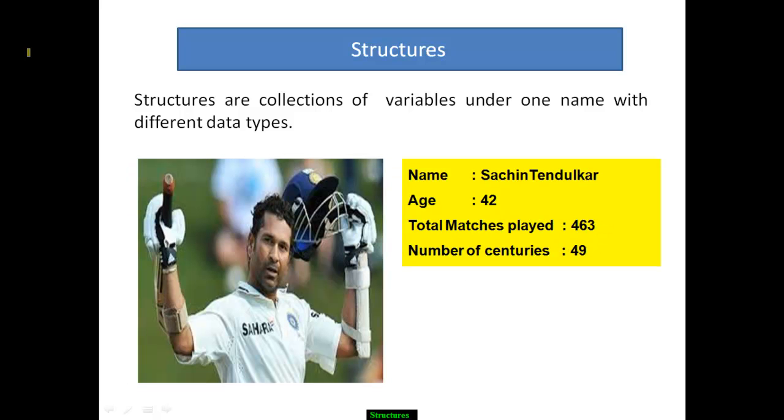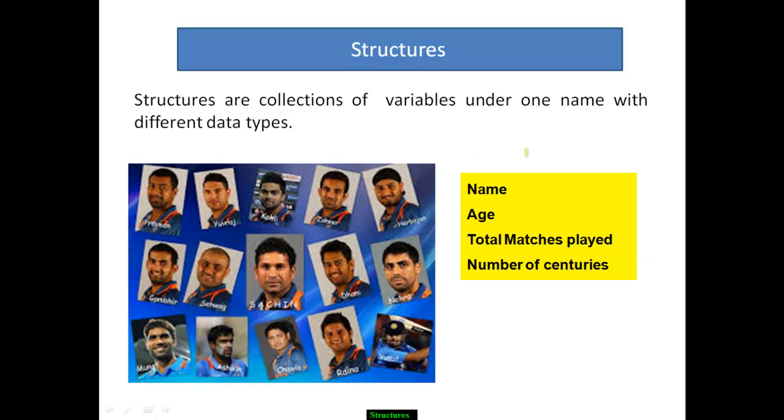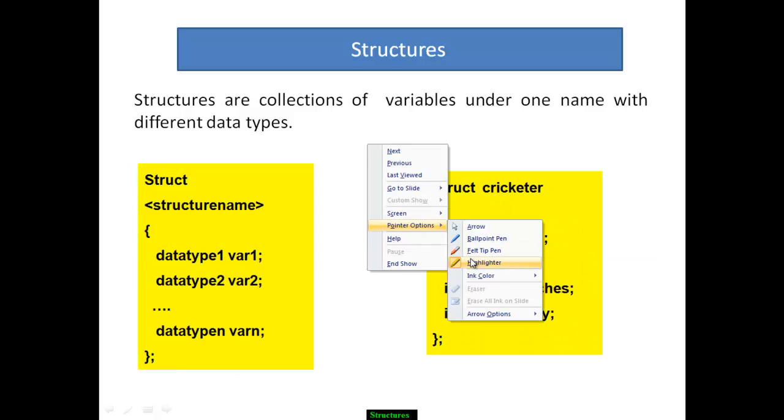Let us start with this famous personality. I have collected his name to be Sachin Tendulkar, the age 42, the total number of matches played, and the number of centuries. I'm not sure whether the data is correct, so forget about the data and concentrate on the structure itself. This is the data I want to store about this particular individual. In a similar way, I want to collect all these 4 data items for all of them through a program. How do I do it?